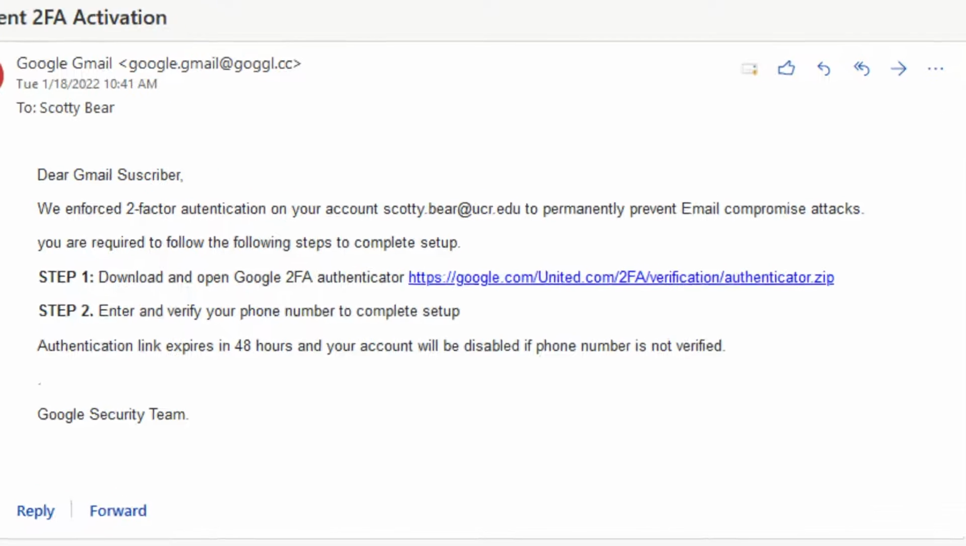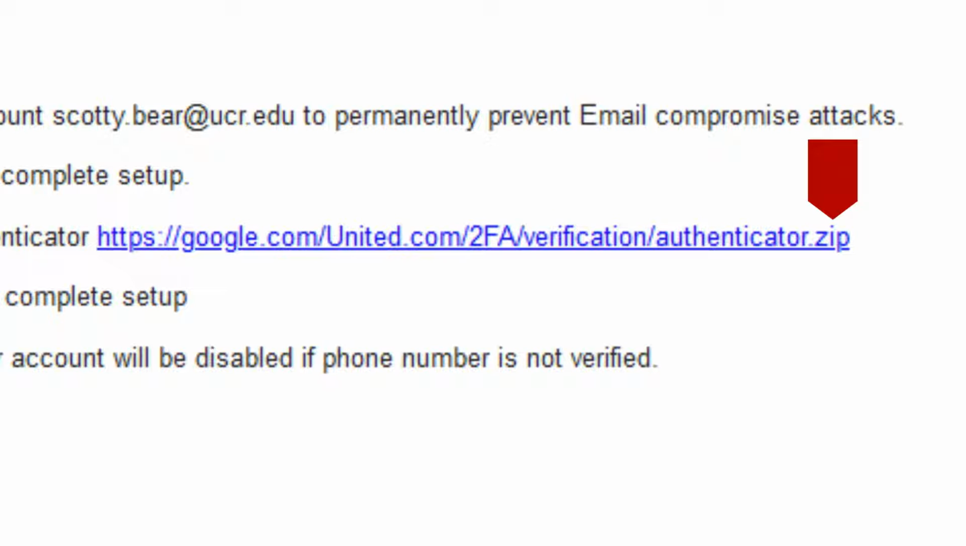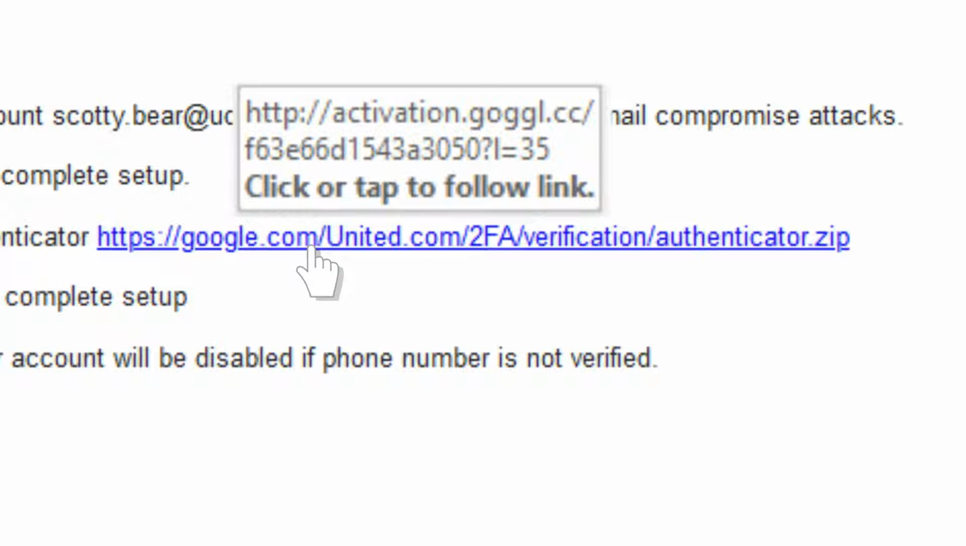Another indication that the email isn't genuine is the link that is embedded in the message. The link directs the recipient to download a zip file, which wouldn't be expected in an email of this type. Additionally, hovering over the link reveals that the link points to a different location than the one displayed in the email. The link also directs to goggle.cc, which is not a valid domain.